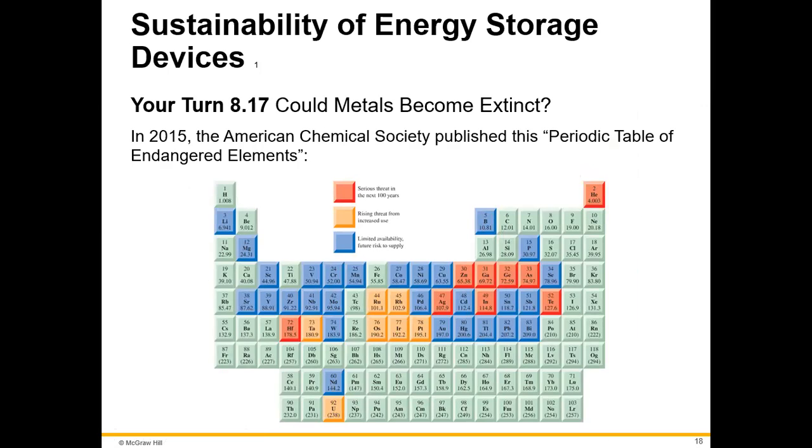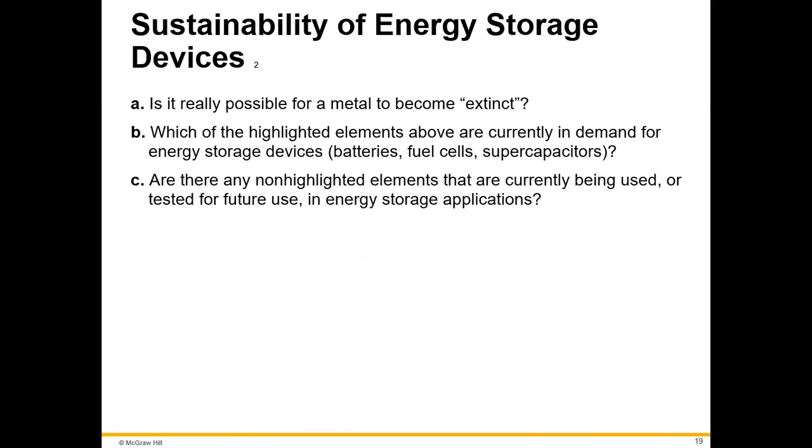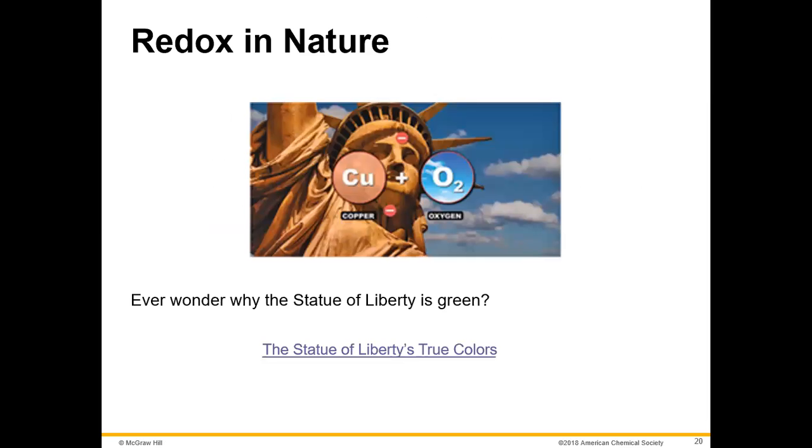Okay, here's another thing for you to think about on your own. Could metals become extinct? That's kind of something most students don't ever think about. But in 2015, the ACS made this periodic table of endangered elements. Endangered means in threat of becoming extinct, you know, just like an endangered animal. And that has real ramifications for us. So you think about these things on your own.